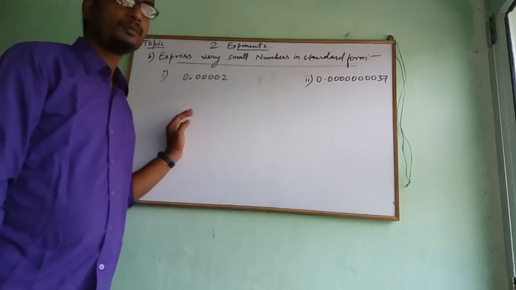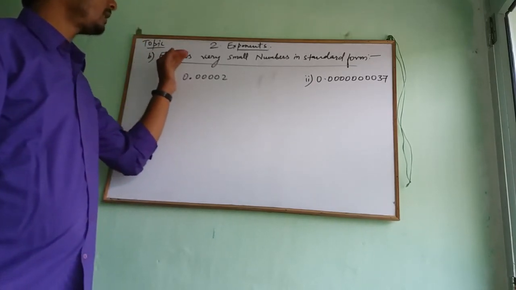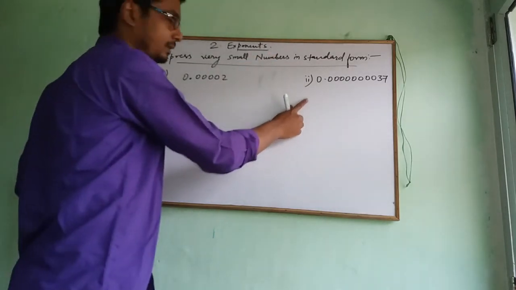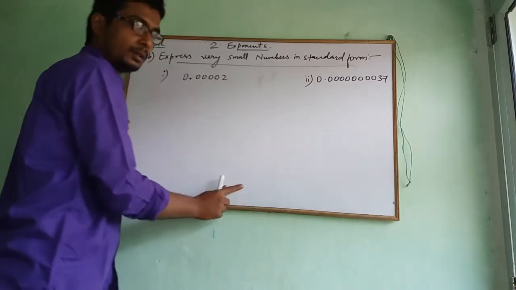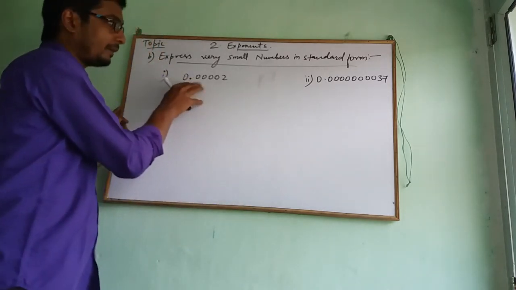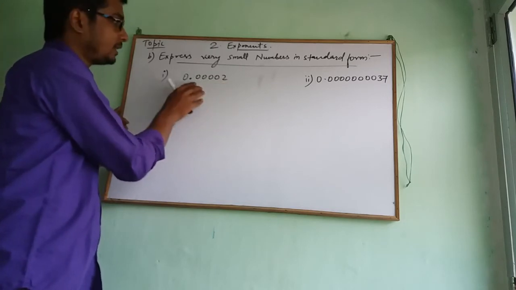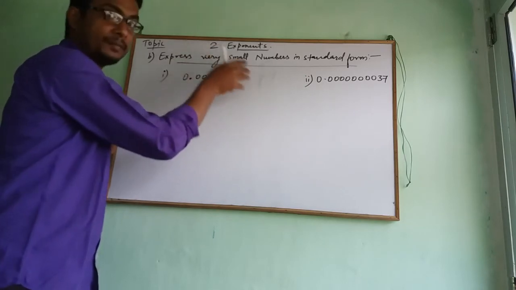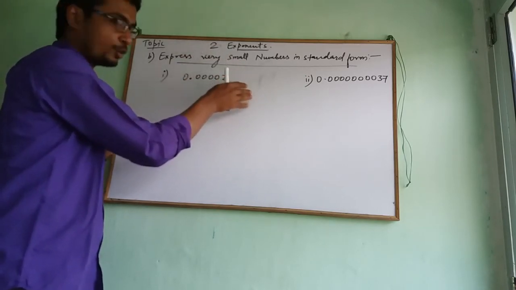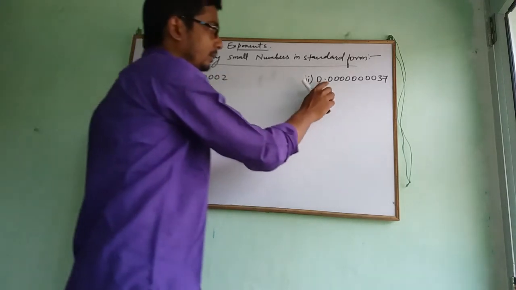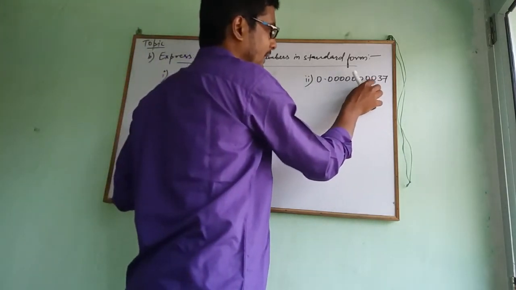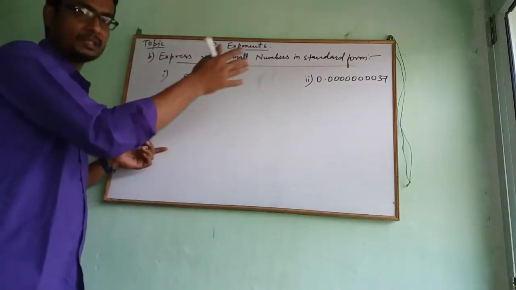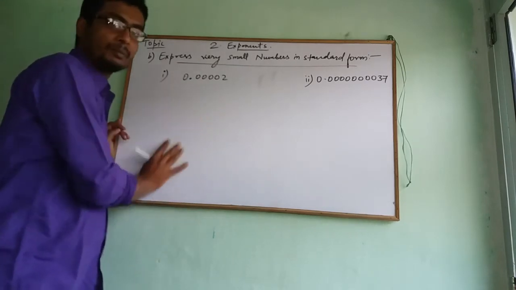Now students, let's move to our next topic, that is expressing very small numbers in standard form. Now you can see here in these two questions the numbers are very small. Here you can see after the decimal part 2 is there, at 1, 2, 3, 4, 5, the fifth position after the decimal. Here also 1, 2, 3, 4, 5, 6, 7, 8, 9. After the 8th place 37 is there. So you can see these two numbers are very small.